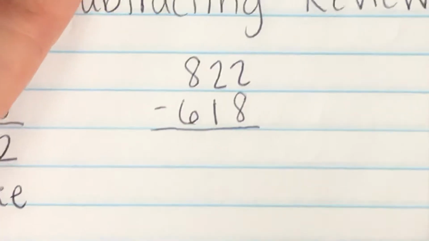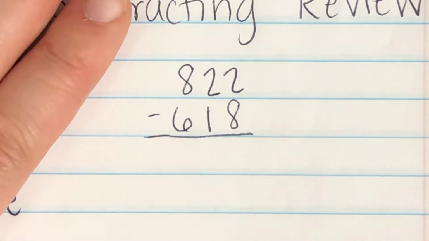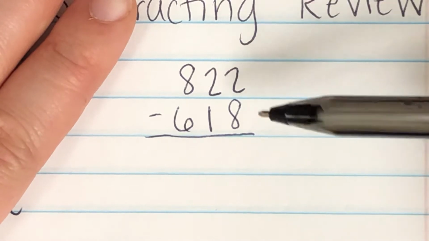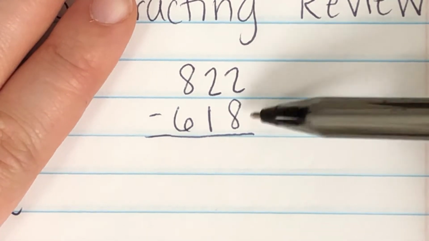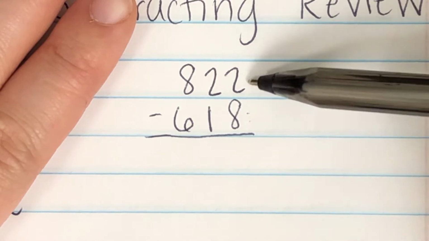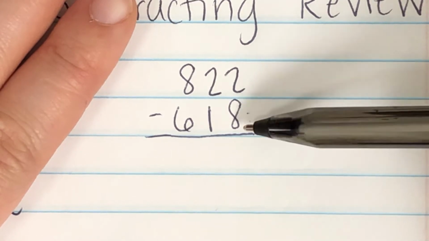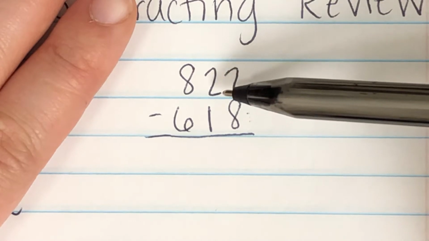Let's slide on over. This problem, we are going to start in the ones place. As always, we are going to ask ourselves, is there more on top or more on the floor? Here I see that there is more on the floor, so that means that I cannot take away 8 from 2. I'm going to have to go next door and borrow some more.